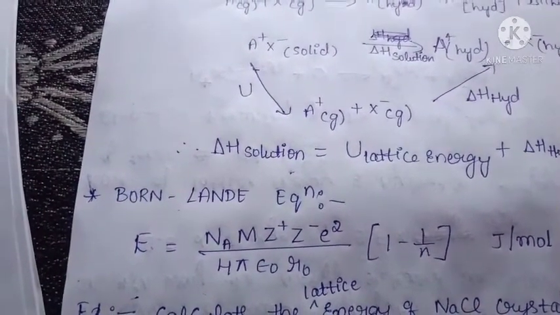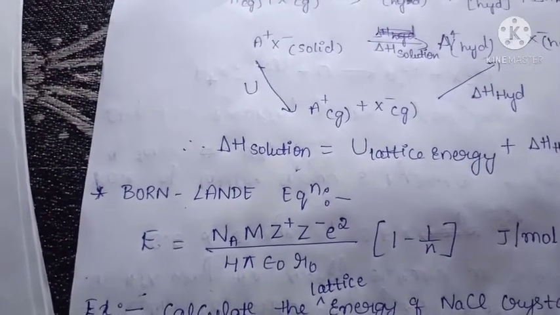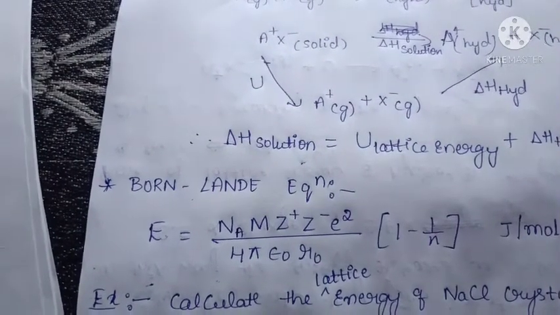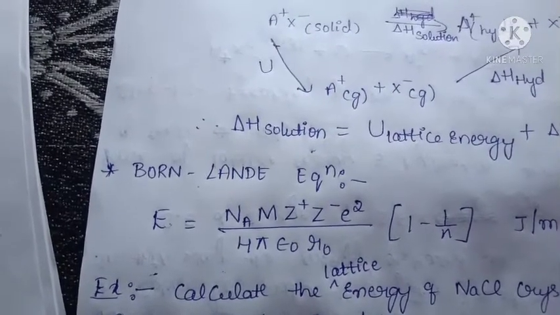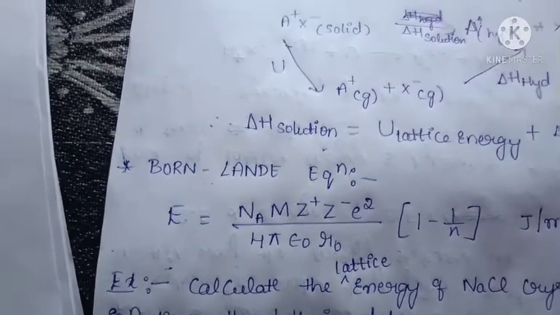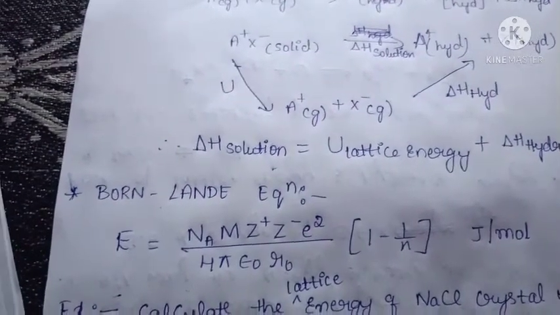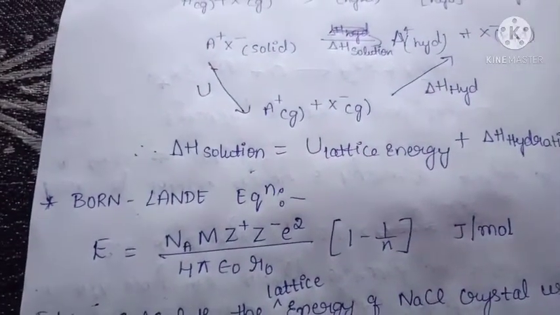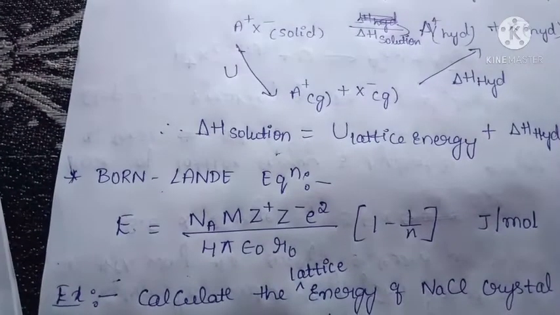Next n. n is the Born exponent. That is also a constant value. This will be given to you. Okay, it will be between 5 to 12. The n value must be between 5 to 12. Okay, got it? This Born-Lande equation is used for the calculation of lattice energy in ionic solids.